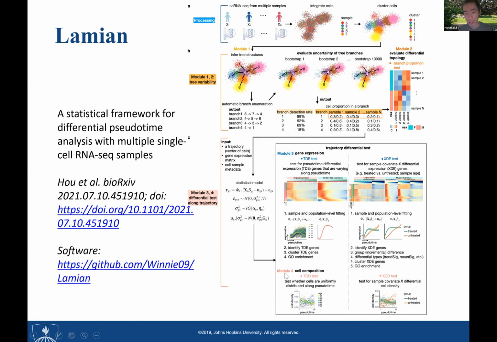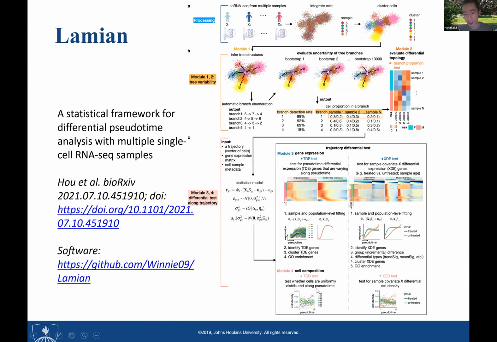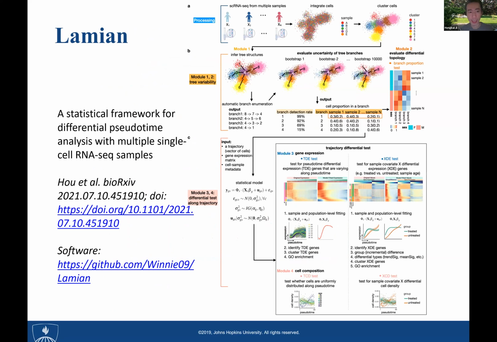Okay. And similarly, we also test cell type abundance. There are 2 types of cell type abundance tests. First is the TCD test, which tests whether cell type abundance changes along pseudotime by considering variability across samples. And the second type is the differential abundance test, which tests whether the cell type abundance patterns along pseudotime are different between different sample groups. Okay, so these are the basic pipeline of Lamian.